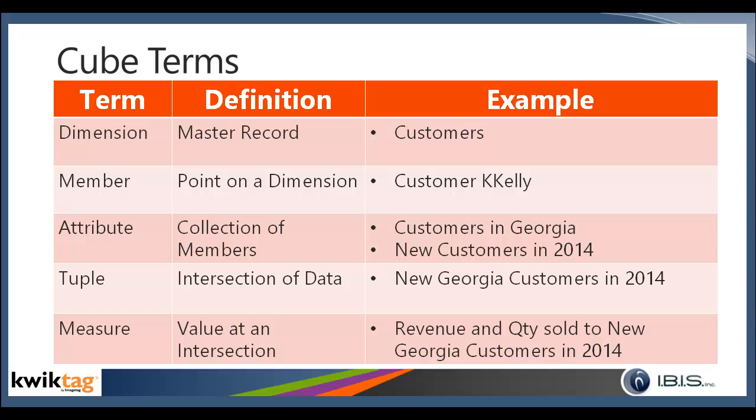A measure is a value at that intersection. So the intersection of your tuples is going to be a value. You'll either have a revenue, a quantity, something related to a customer. So these are going to be the dollars, the numbers. So the revenue and the quantity sold to new Georgia customers in 2014 is going to be a measure at the intersection of the tuple of new Georgia customers in 2014. And you're able to get that information because of the specific attributes on the customer level and the date level.